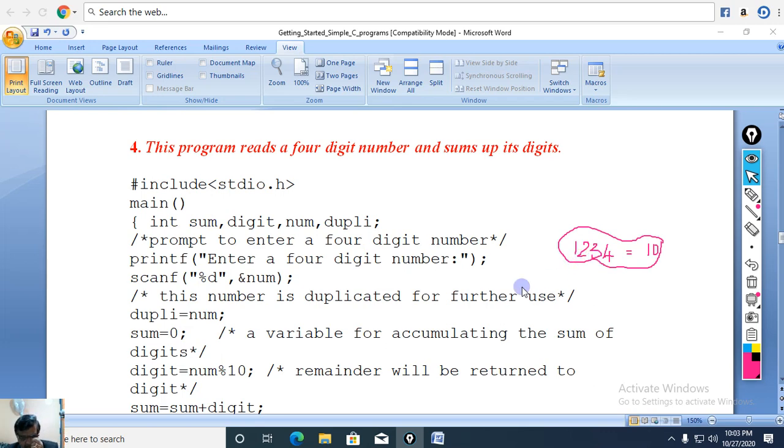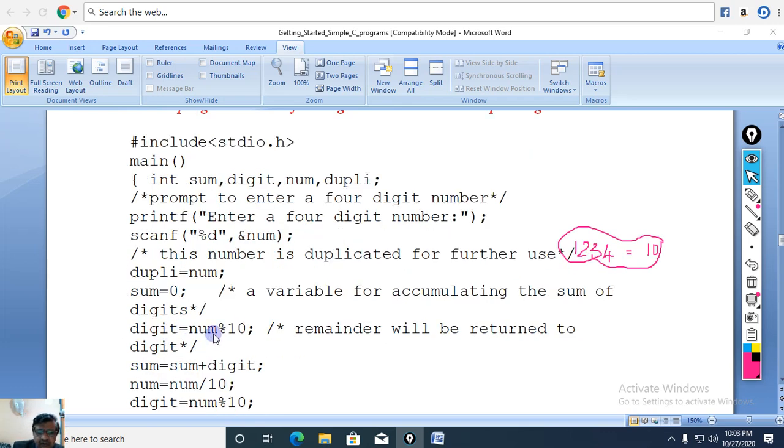Now digit equal to num mod 10. This mod operation will return the remainder. If 1 2 3 4 is divided by 10, and the remainder is to be returned, it is num mod 10. So what goes to digit is 4. Therefore sum equal to sum plus digit. So what this sum gets is just 4, because earlier it has 0. Sum will get 4.